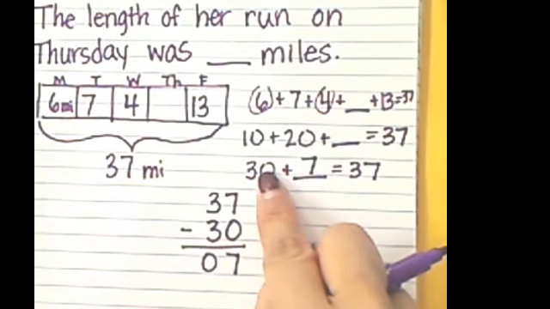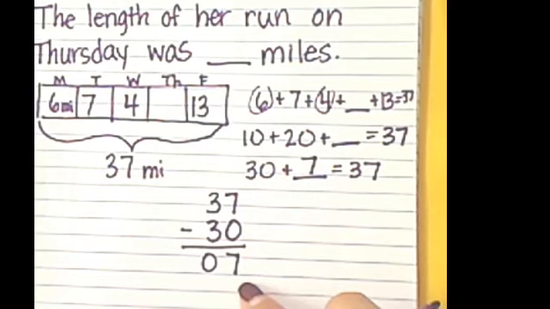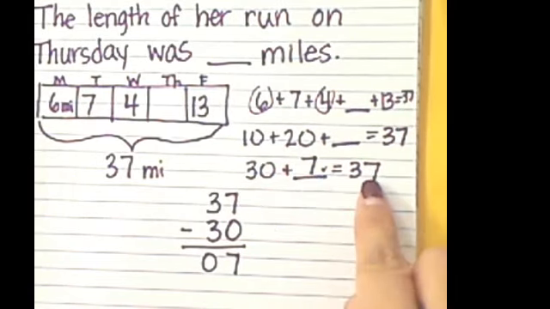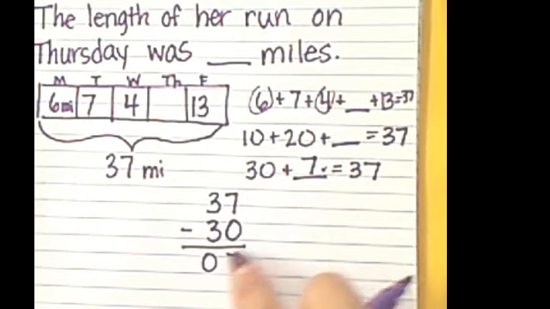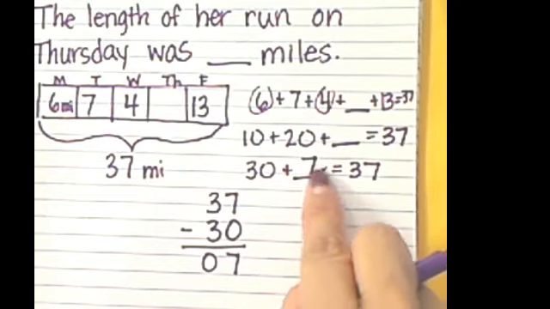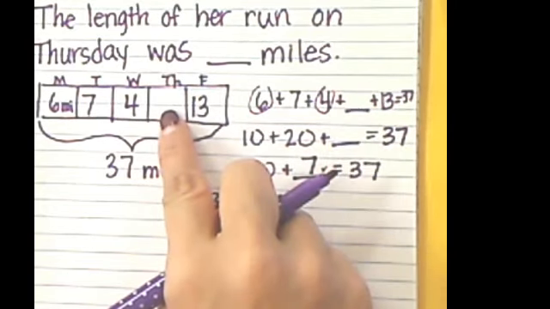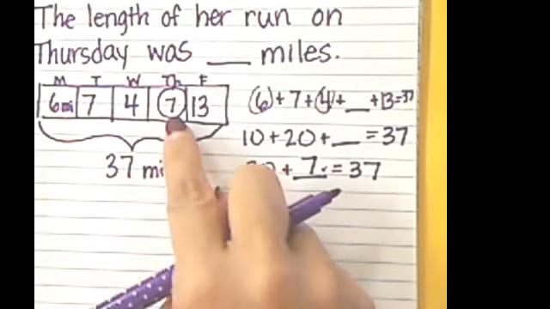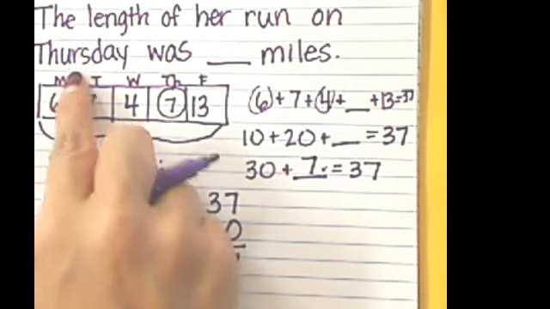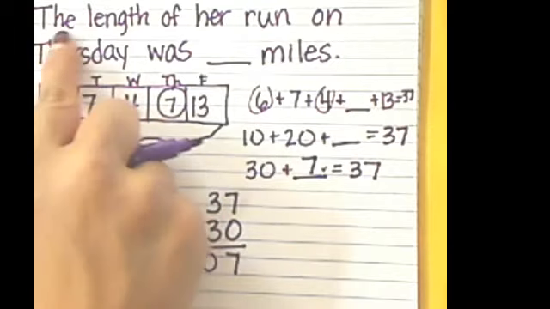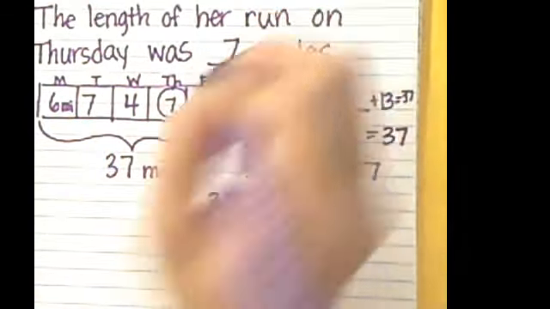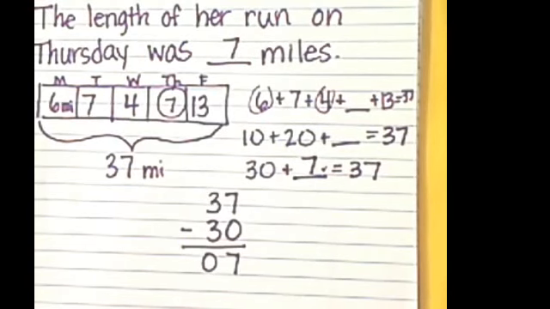Is that true? Yeah. I know my math is right because I can add back and get that original number 37. So this one that goes in the blank was Thursday. So 7 goes in the blank here. Thursday was 7 miles. The length of her run on Thursday was 7 miles.